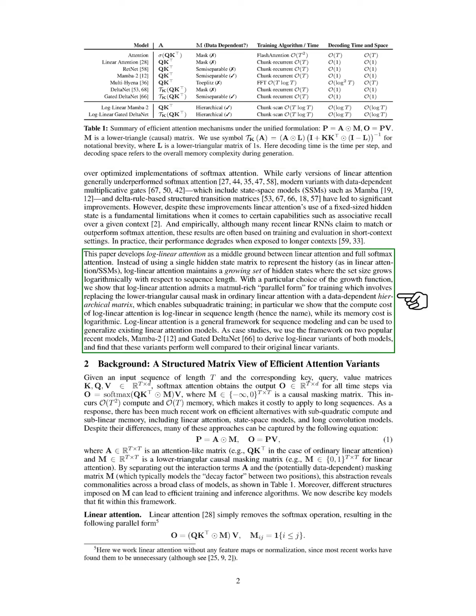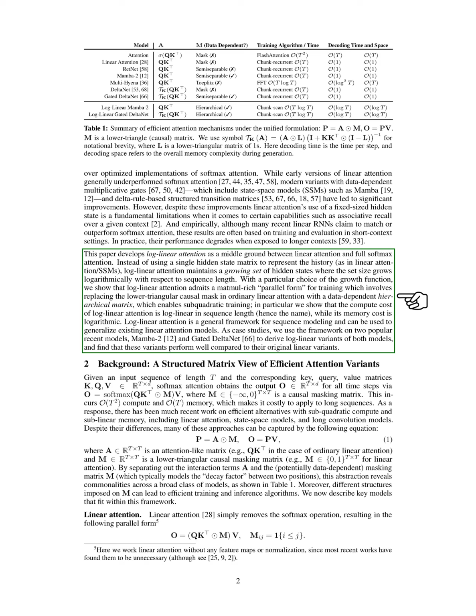We propose log linear attention as a compromise between linear and full softmax attention. Instead of using a single hidden state matrix, log linear attention maintains a growing set of hidden states, with the size increasing logarithmically with the sequence length. We demonstrate that with a specific growth function, log linear attention can be trained efficiently by replacing the causal mask in linear attention with a data-dependent hierarchical matrix, achieving log linear computational costs and logarithmic memory costs.